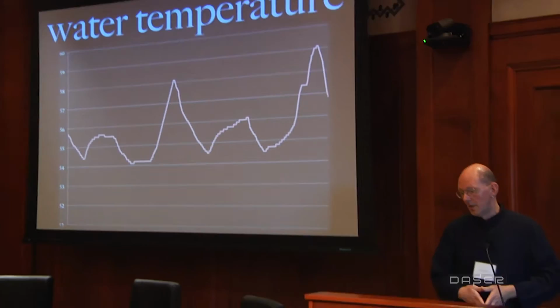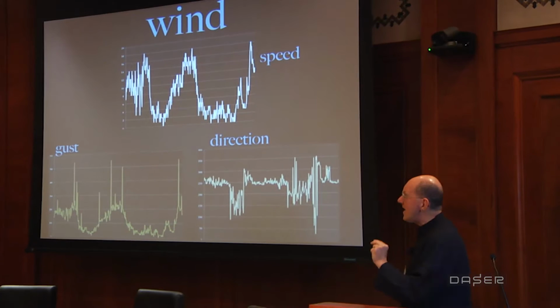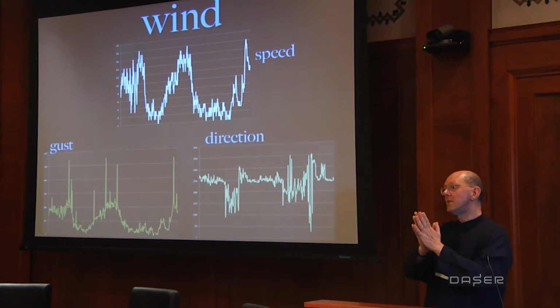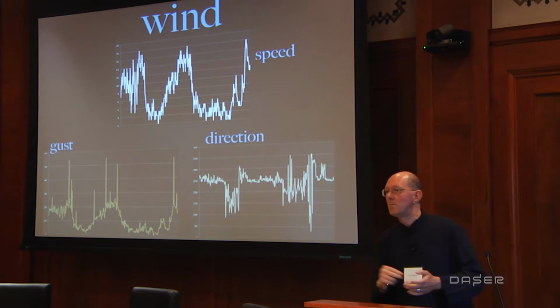You also get information about the wind. Filtered noise is a great way to synthesize wind sound. So the pitch of this reflects the wind speed. The amplitude envelope of each of these grains of noise reflects the gust. The pointedness or the dullness of the sound reflects the gust level. And the direction is mapped to the stereo panning position.